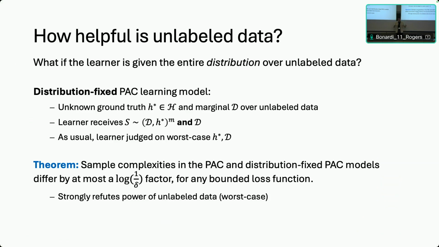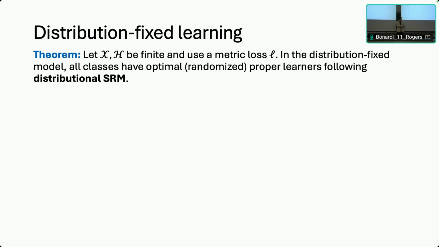I want to emphasize that's from a worst case perspective. In certain cases, unlabeled data can help you. But from this worst case PAC perspective, you're not gaining a whole lot from knowing unlabeled data. So in this sense, the landscape of sample complexities really doesn't change. Learning doesn't really get a lot easier at a statistical level. But it turns out it does give you proper learning, and proper learning via SRM. As our second theorem, we show that if X and H are finite, and you have a metric loss function L, then in this distribution fixed model, all classes have optimal randomized proper learners following something called distributional SRM.